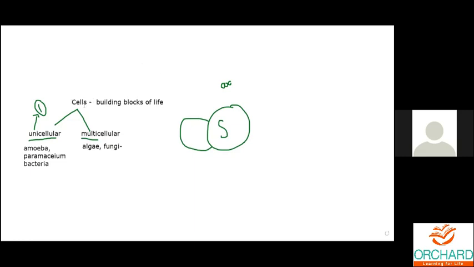Cells are called the building blocks of life. The human body, everything, is made up of cells. Uni means one-celled organism, multi means more than one cell. Amoeba, paramecium, and bacteria come under unicellular organisms, whereas everything other than these comes under multicellular organisms.